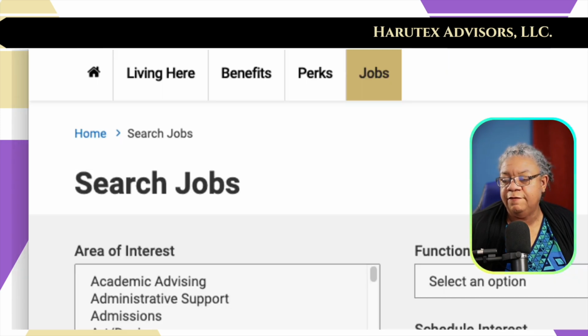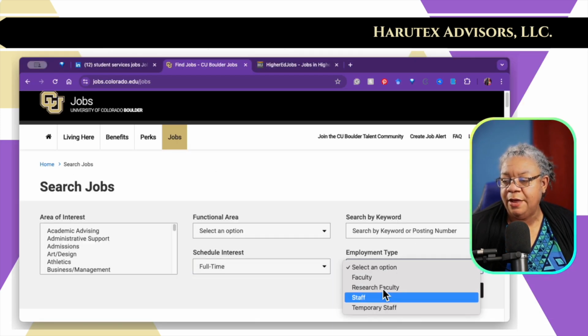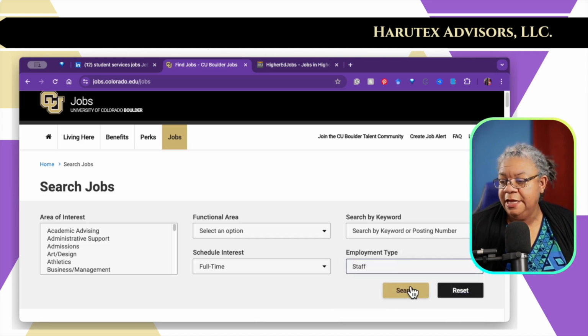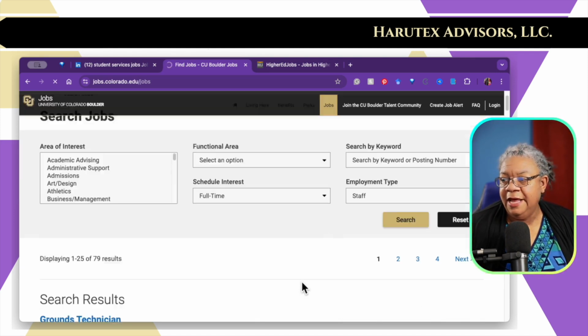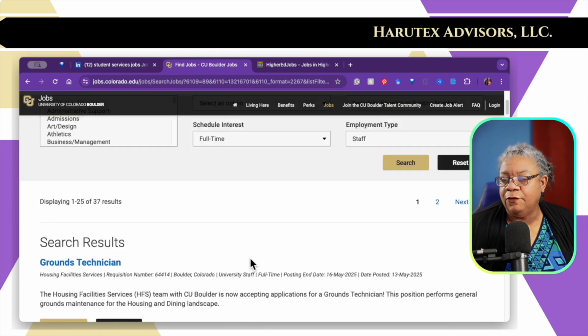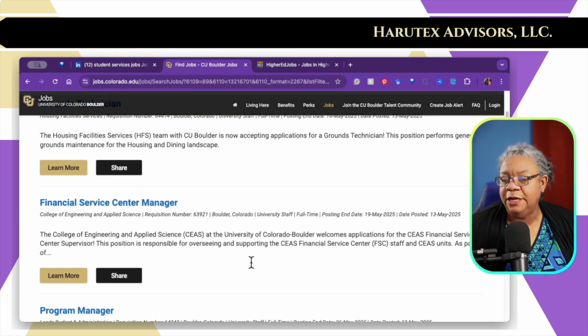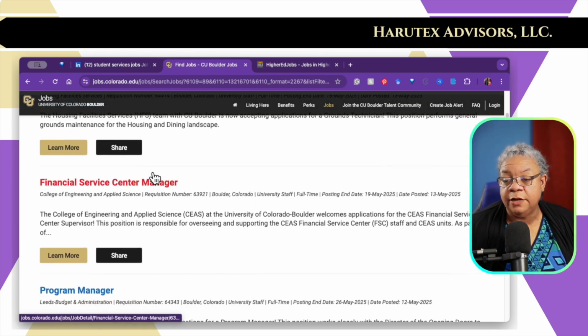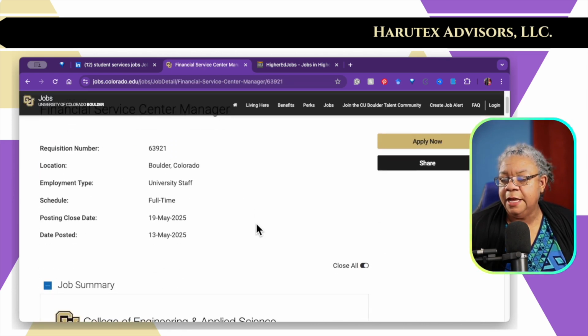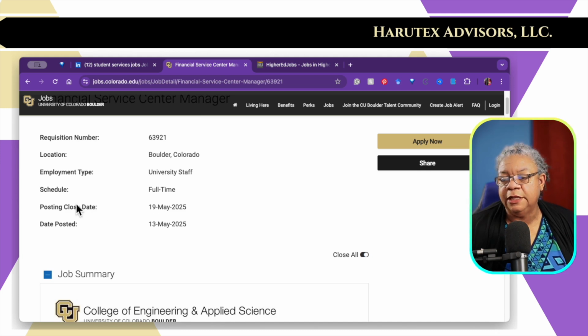Again, you can use the filters in order to filter down to staff positions and click search. And then as you scroll down, the results will come up. So there's a grounds technician, financial service center manager. Oh, that might be a good one. So if we want to learn more about it. But look, the posting closed.